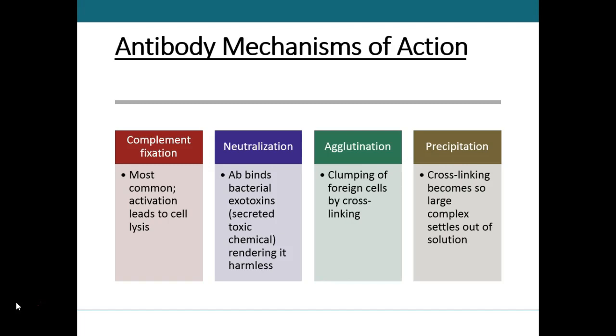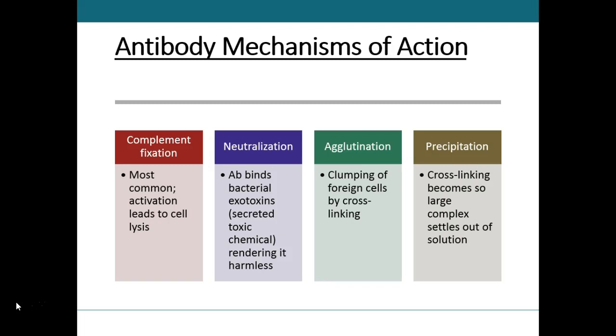Also, some of those complexes will become very heavy in the body fluids, and therefore they will precipitate or fall out of that solution. And again, that's going to allow the immune system to respond, those phagocytes to come in and destroy those complexes. I mentioned already that it can enhance phagocytosis by attracting the phagocytes to come in. So the antibodies enhance the activity of the phagocytes, but they can also activate a complex system called complement.